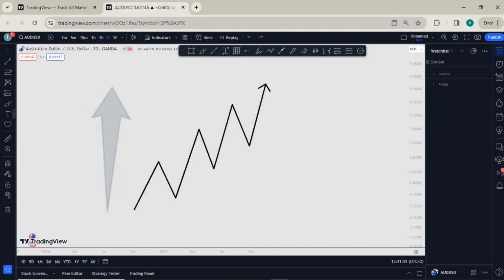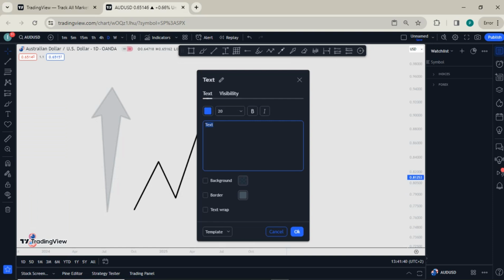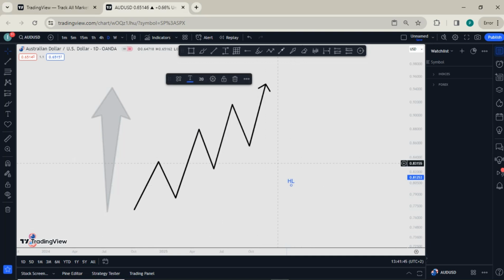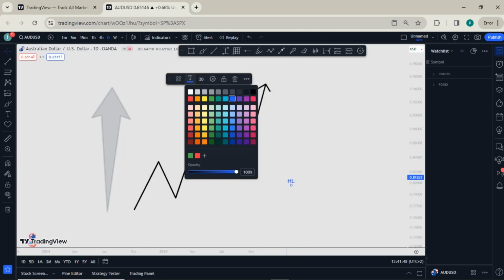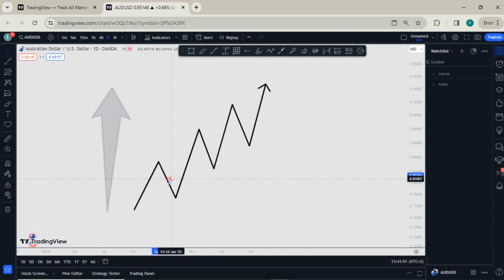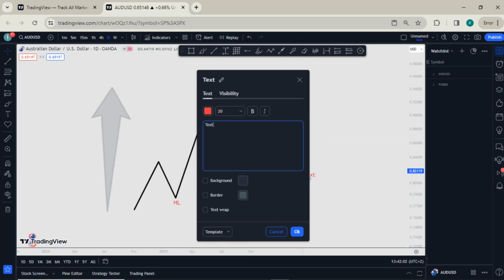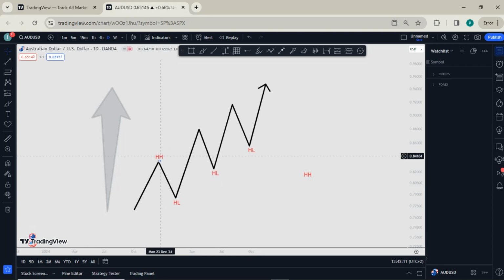Let me take a test here so it can be easier for everyone to understand. Here I'm going to put my higher low, and let me put it in a red color so we can all see. This is our higher low, this is our higher low, and then we also have our higher high. This is our higher high, this is our higher high.